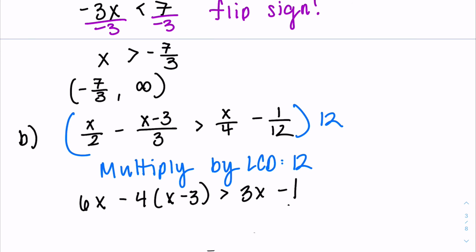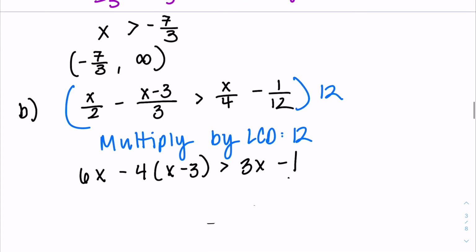12/2 will be 6. In the second fraction, 12/3 will be 4. So you distribute a 4 out. X/4 times 12 will be 3x. And then 12/12 just becomes 1. So now I've simplified this. Go ahead and distribute that -4 and solve for x.